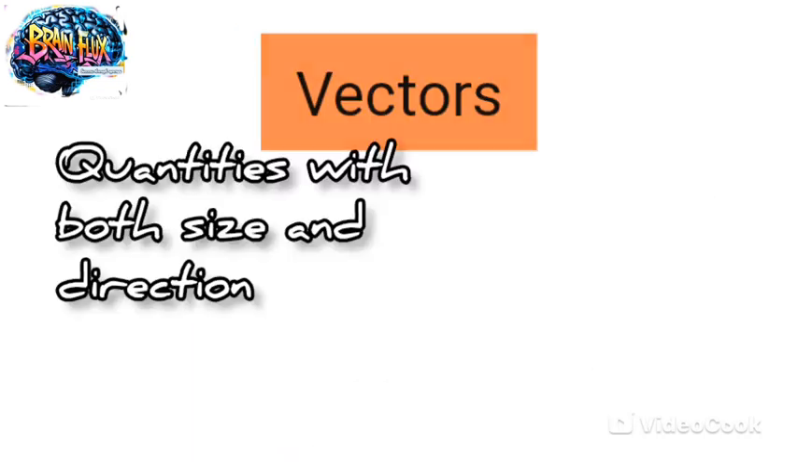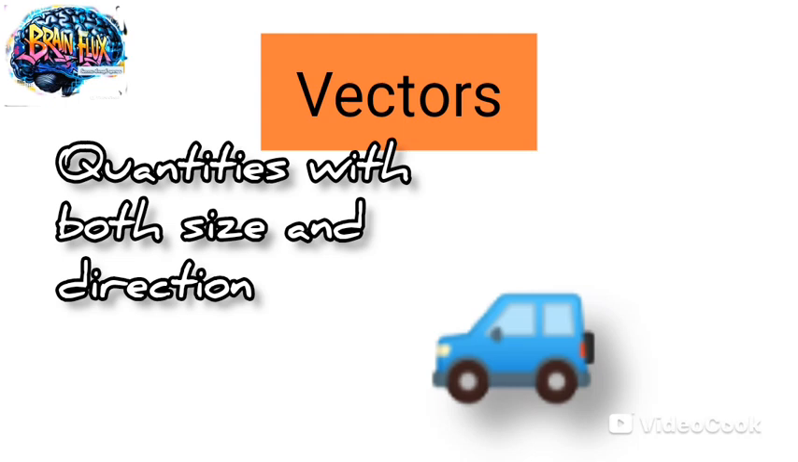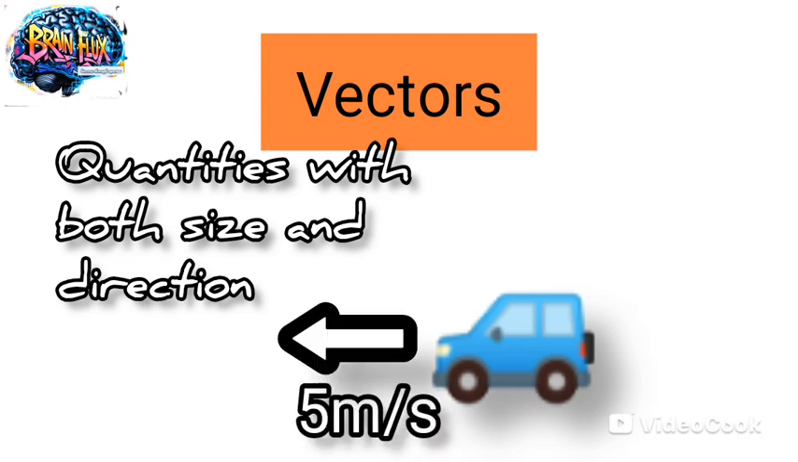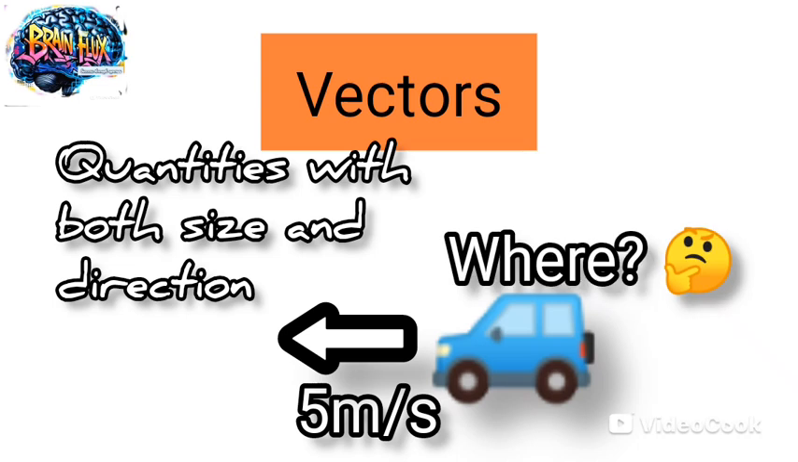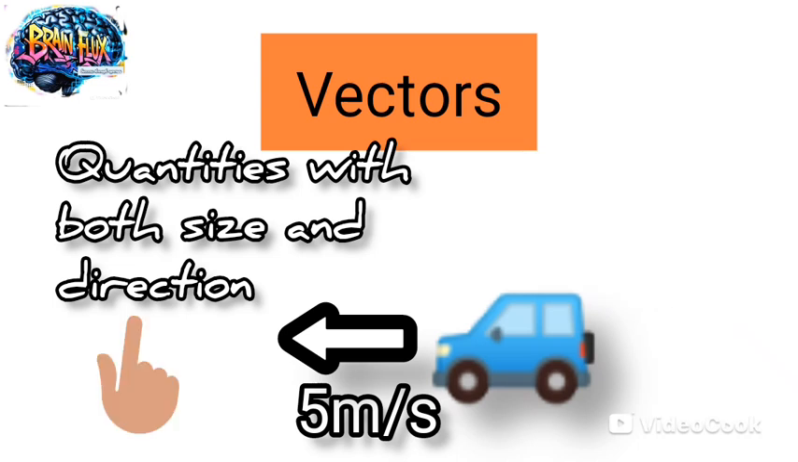On the other hand, vectors are quantities with magnitude, which is size, and direction. For example, the car moves at a velocity of 5 meters per second. But the question remains, 5 meters per second where? You see that this brings up a question of direction.